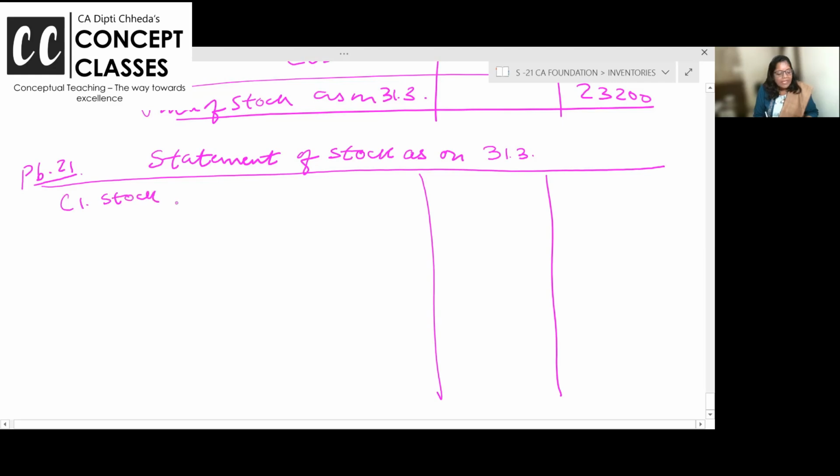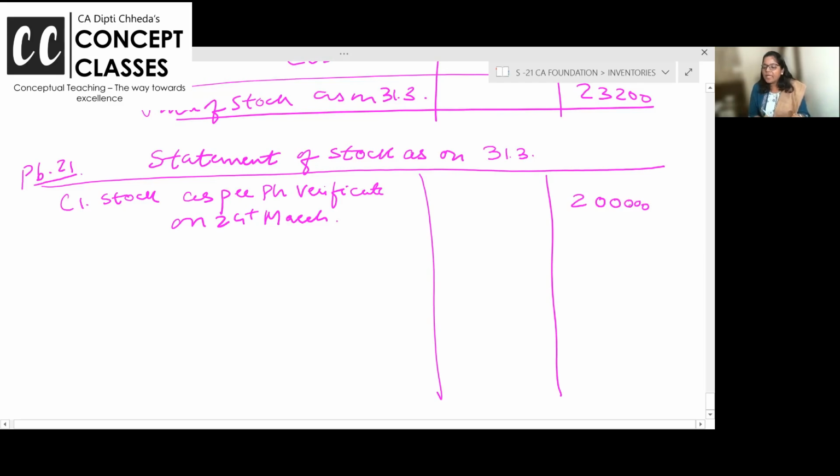Closing stock is not given as per books. It is given as per physical verification, physical counting. They may give you like this in exam. Physical counting on 24th March, how much is it? 2 lakhs. Done. Now, what are the purchases between 24th to 1st? Add it. 24th to 1st के बीच में जो भी purchases है, add it.